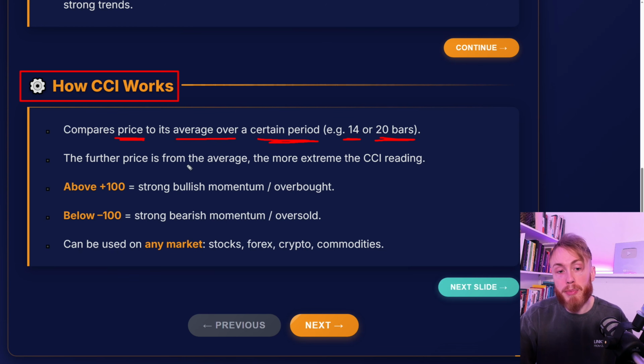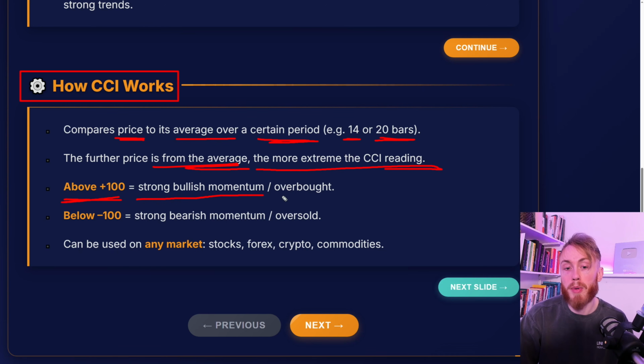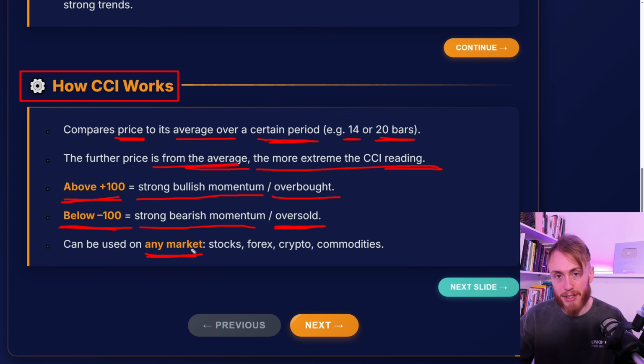But here, the further the price is from its average, the more extreme the CCI reading. So as a simple rule of thumb here, when the CCI is above 100, we usually call this strong bullish momentum or overbought, just like with, for example, the RSI indicator. And when it's below minus 100, we call this strong bearish momentum or oversold. And as I mentioned earlier in the video, and this is worth repeating, the CCI indicator can be used in any market, whether it's stocks, forex, crypto, or commodities.